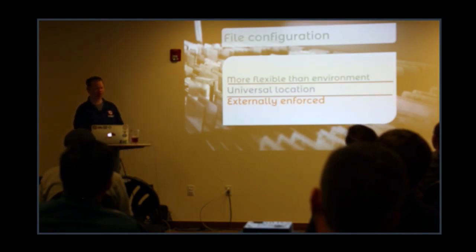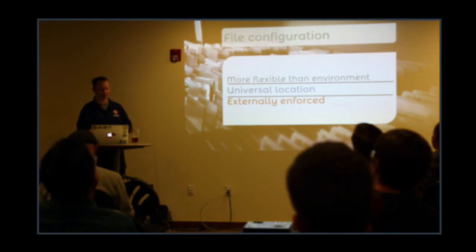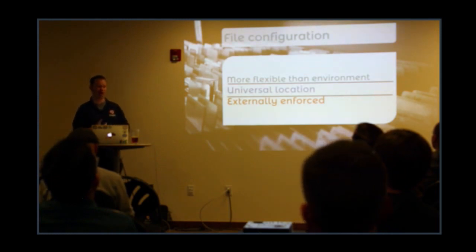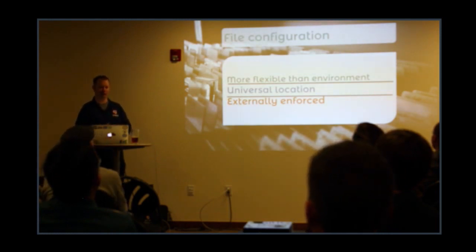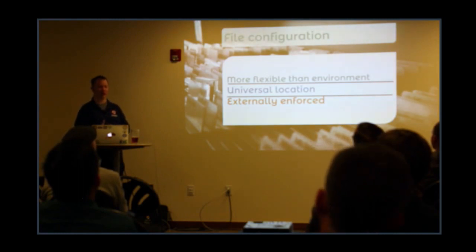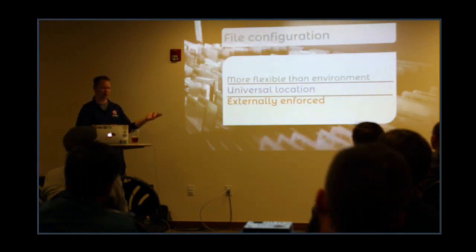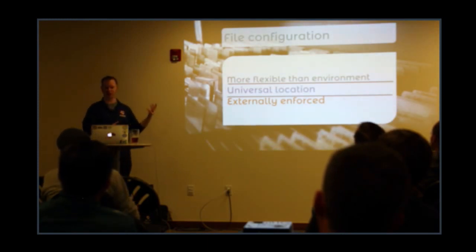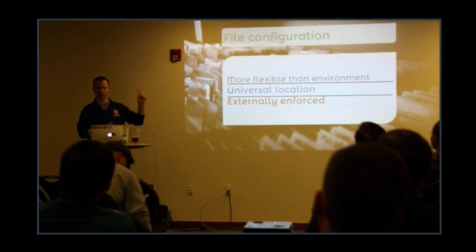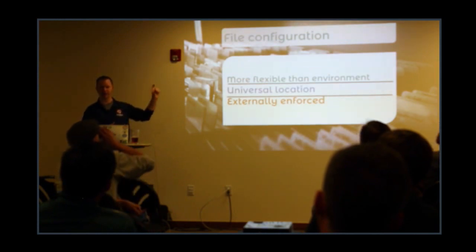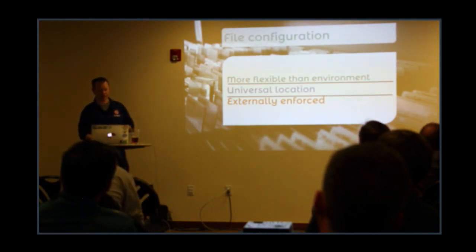We could also inject the config files. That gives us a little more flexibility than the environment. We have a universal location, so every package has a service directory when it's running. If it's a package that runs software, glibc doesn't run a service, but Redis does, and Redis has a service directory that is going to have a place where the Habitat configuration can be injected, and then we can externally manage that.